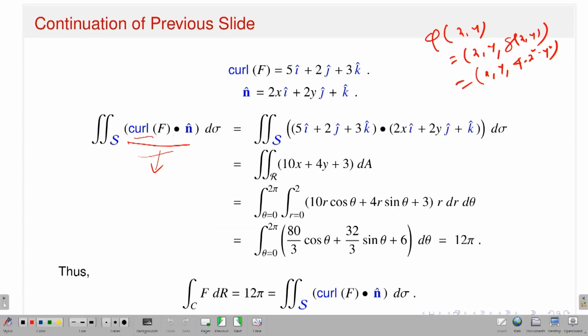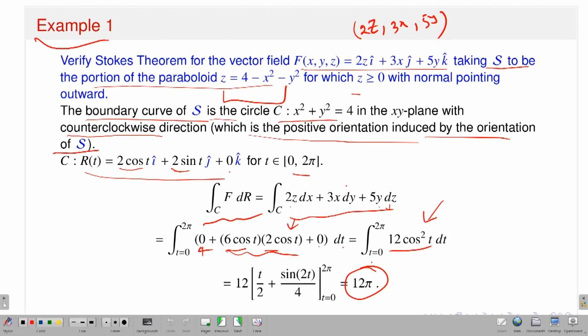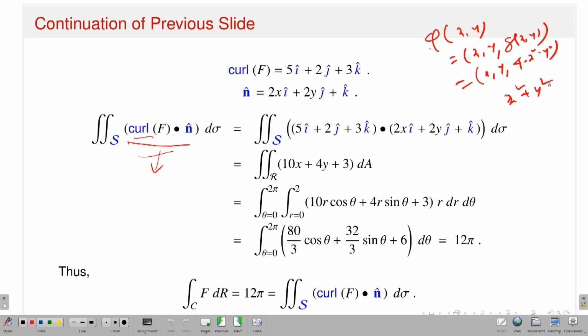Then once I have this parameterization of my surface S, the surface integral, if you remember, boils down to this. This is my parameterization of my surface, where x, y range over the region in the two-dimensional setting, which is x square plus y square less than or equal to 4, the region R. So this is in R, which is nothing but the circle.